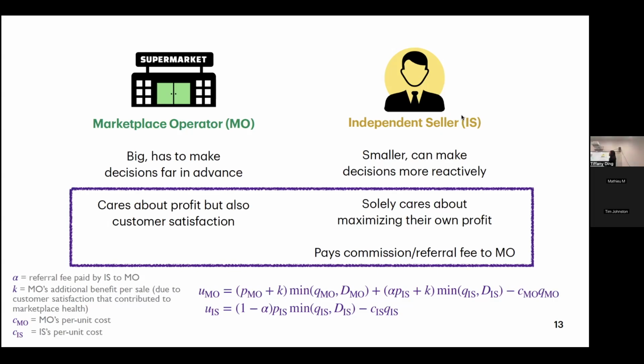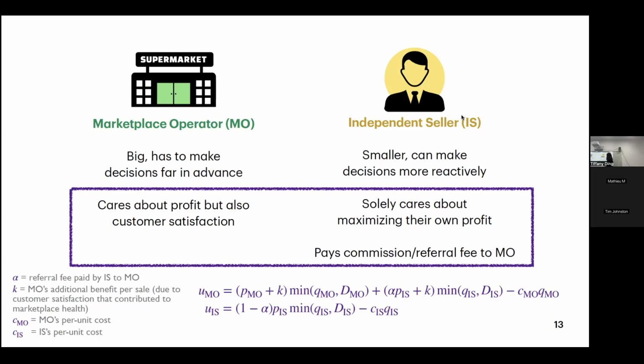So CMO is the marketplace operator's per unit cost, and CIS is the independent seller's per unit cost. So the way we combine these things in utility functions, this first term here, and I haven't defined D yet, but this will be demand defined in the next slide. So this here is the quantity sold by the marketplace operator directly. So for each unit they sell it at their price, PMO, so they get PMO utility, plus the K utility they get from each sale that is made at their marketplace.